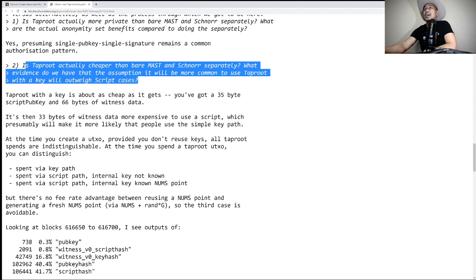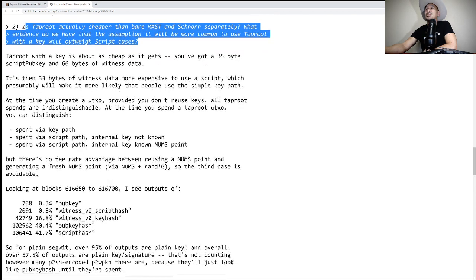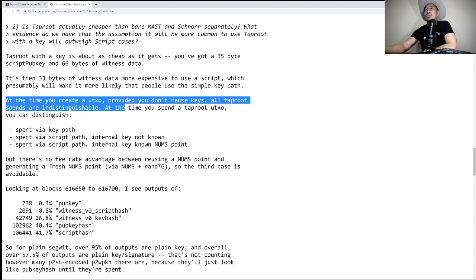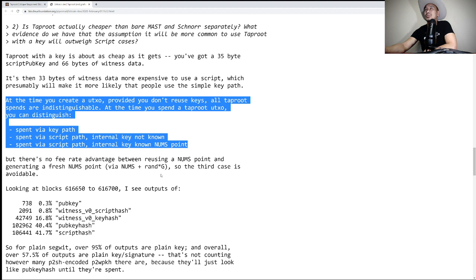What evidence do we have that the assumption it will be more common to use Taproot with a key will outweigh script cases? Taproot with a key is about as cheap as it gets. You've got a 35 byte script pub key and 66 bytes of witness data. It's then 33 bytes of witness data more expensive to use a script, which presumably will make it more likely that people will use the simple key path. At the same time, you create a UTXO, provided you don't reuse keys. All Taproot spends are indistinguishable.